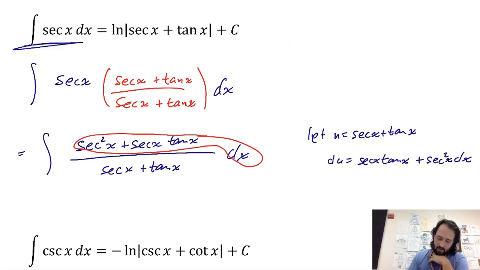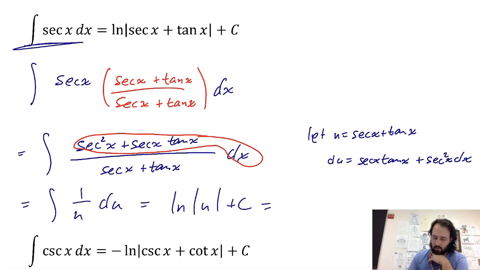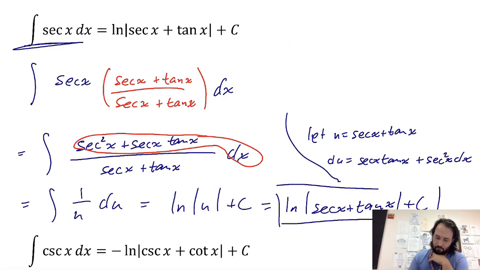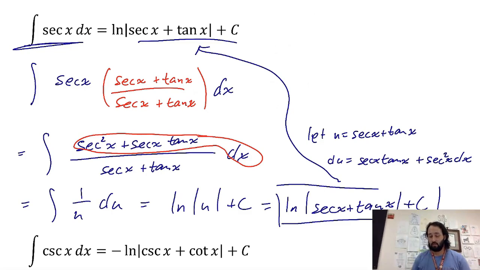So this comes out as the integrand of 1 over u du, which I know is just ln of u plus c, which then is ln of secant of x plus tangent of x plus c. Oh yeah, big money, right? And that shows that that is equal to that. That's the trick they needed to pull, right?